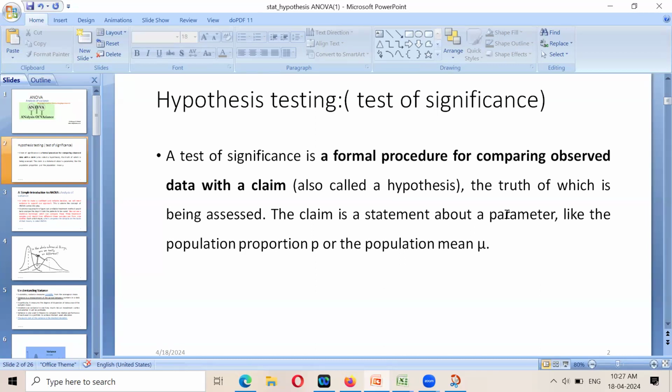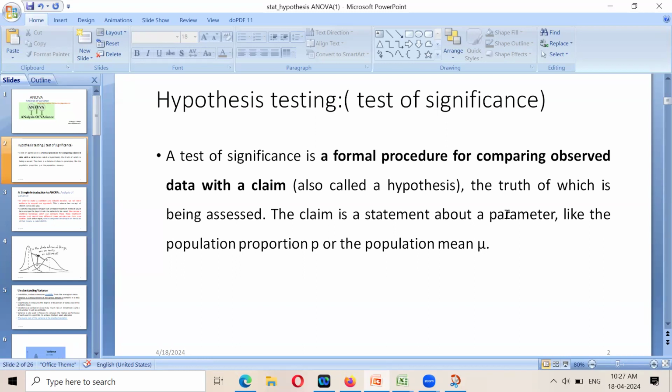This is our claim, and throughout the research you keep implementing the procedures that will, at the end, prove your claim. So that is nothing but hypothesis testing. So how is ANOVA related with this hypothesis technique?